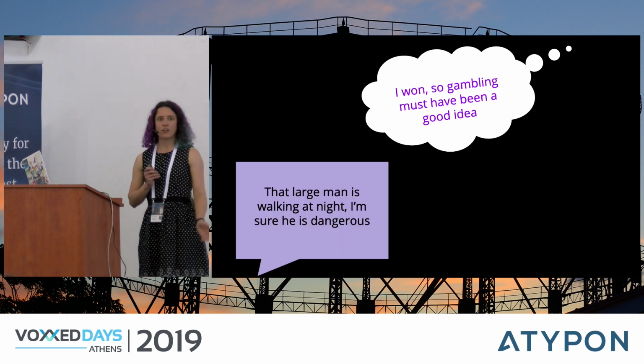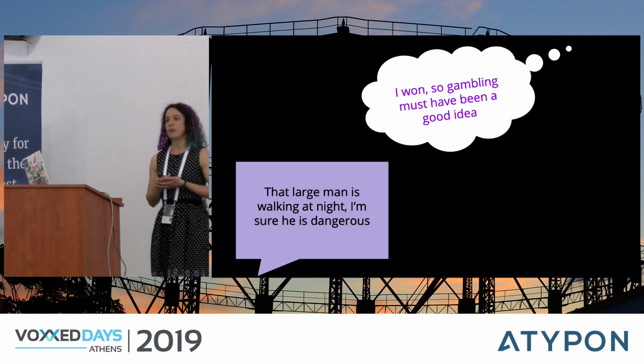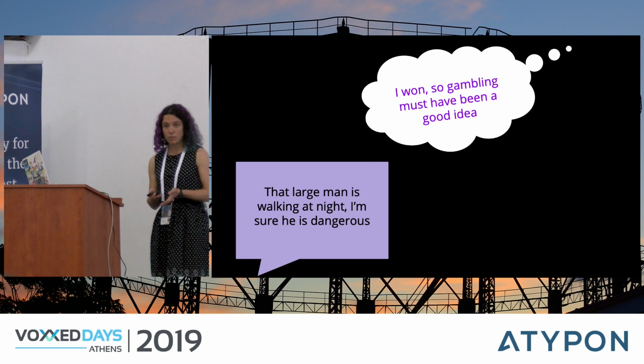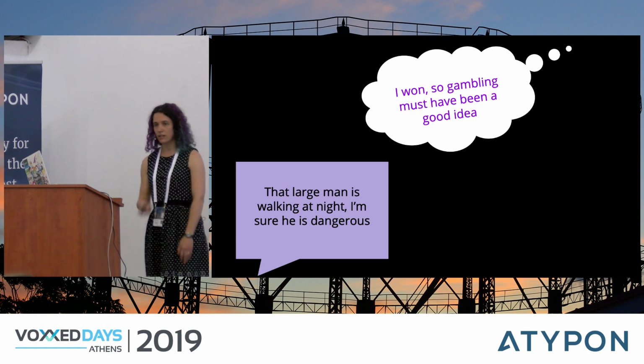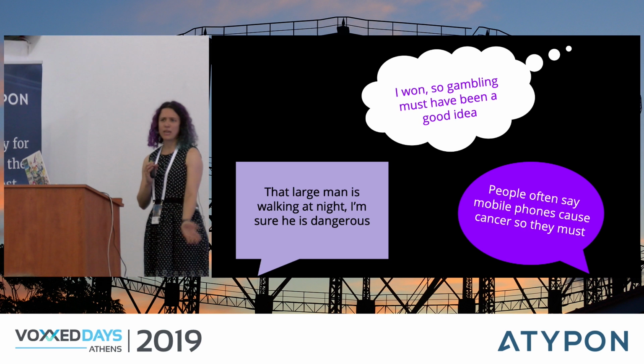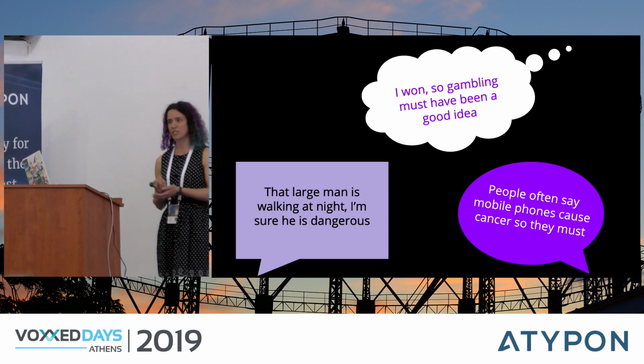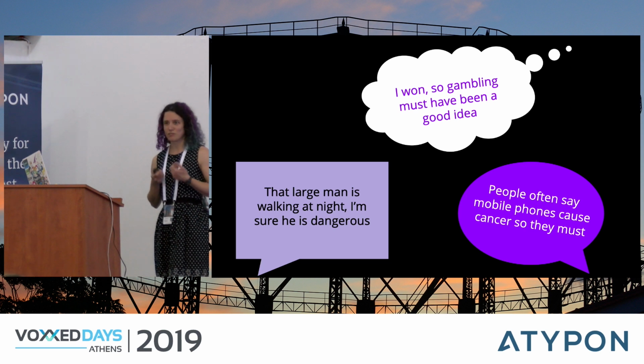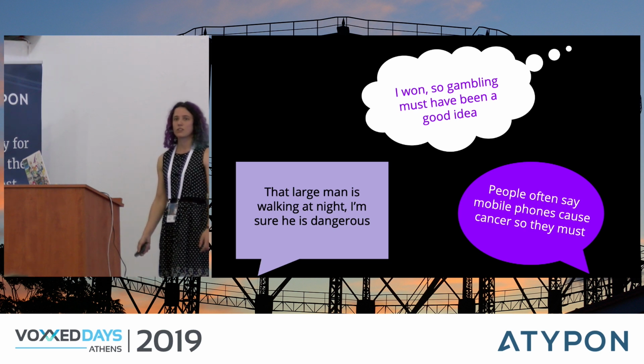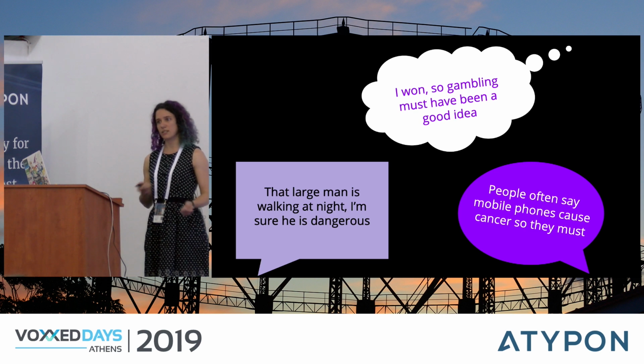We've got, there's a large man walking alone at night. Maybe he's dangerous. This is stereotyping, which could cause fractioning in society. We have, people often say that mobile phones cause cancer, so that must be true. This is the bandwagon effect, and it also leads to misinformation. So we have an idea of what bias is.